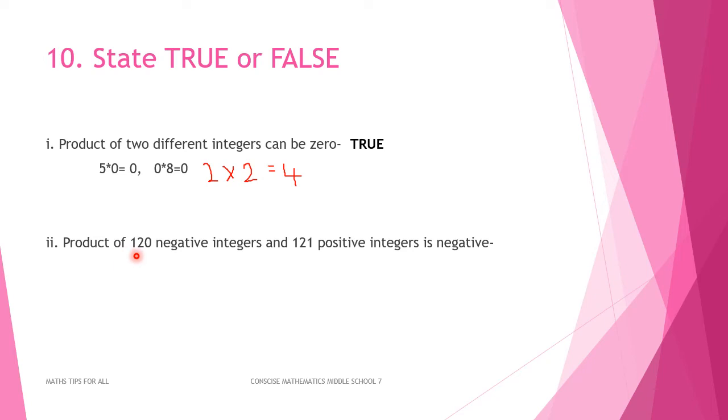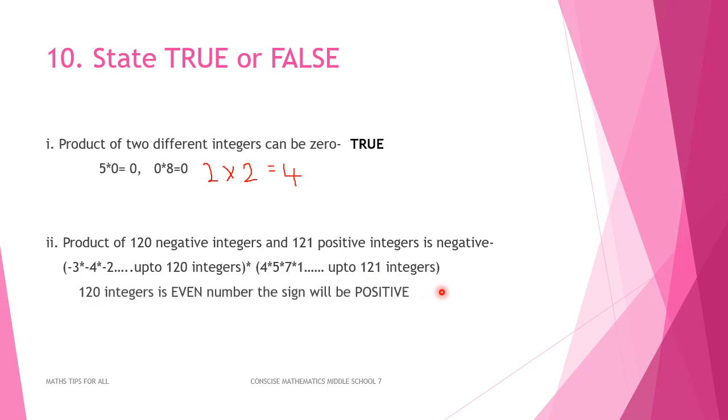So whenever the count of negative integers is even, the answer would be positive. See, we have taken minus 1, minus 3, minus 4, minus 2, minus 8. You can take any integers up to 120 integers; you have to count it, it should be 120 integers. Similarly, the positive integers 4, 5, 7, 1, 2, 11, 13, 14, might be any number, and the count is 121 integers. The overall sign will be positive. But what they have said is it's negative. So it's a wrong statement. You have to write it as false.